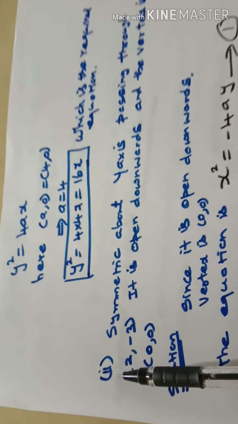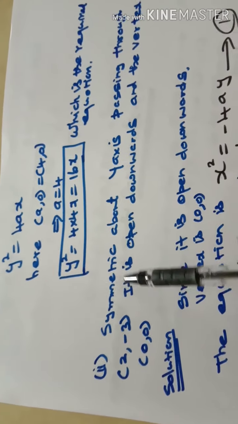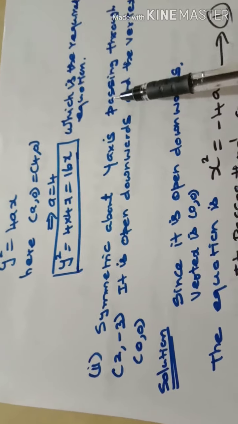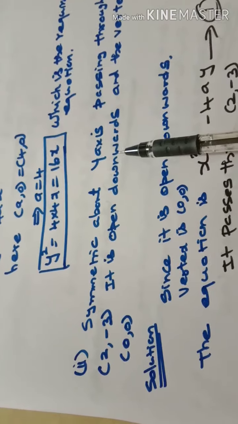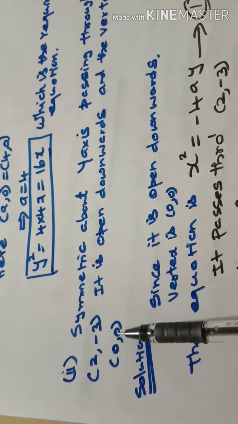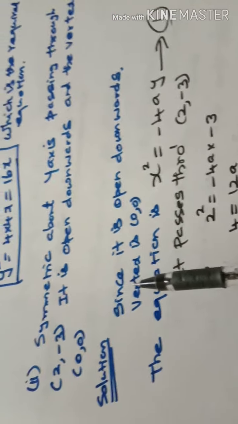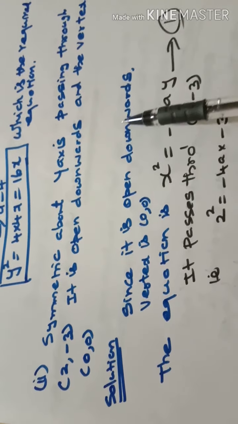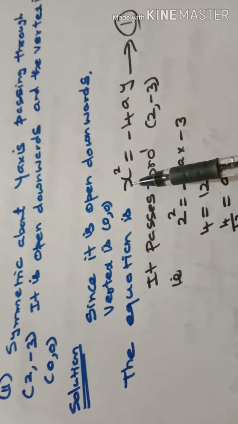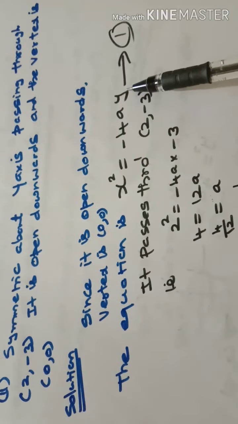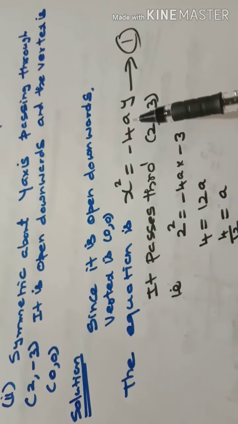Then second problem: symmetric about y-axis, passing through (2, -3). It is open downwards and vertex is (0, 0). Solution: clearly it is given, it is open downwards, vertex is (0, 0). So what is the equation? x square equal to minus 4ay. So our aim is to find the value of a.